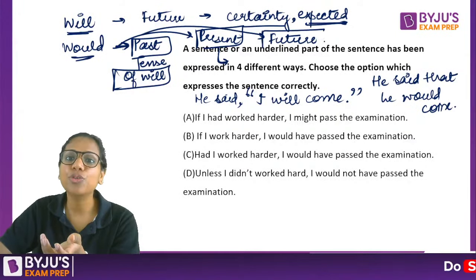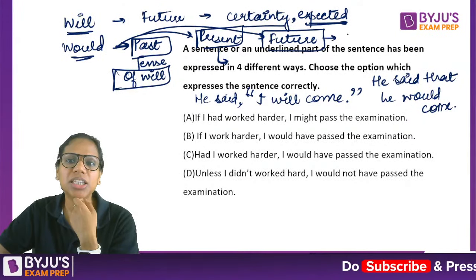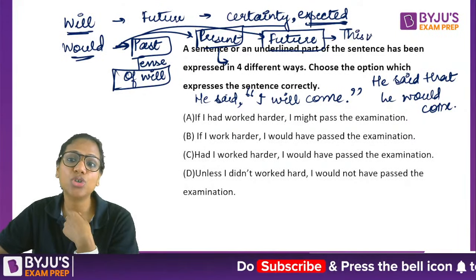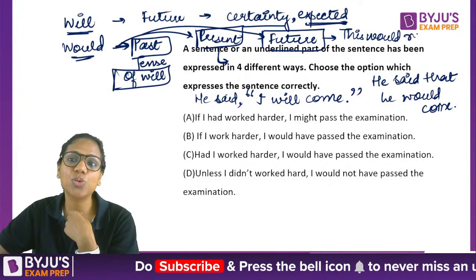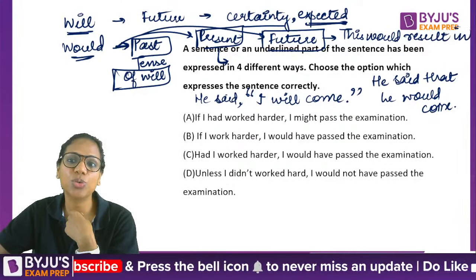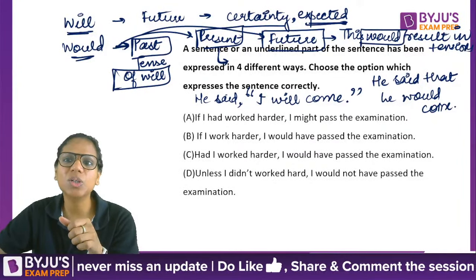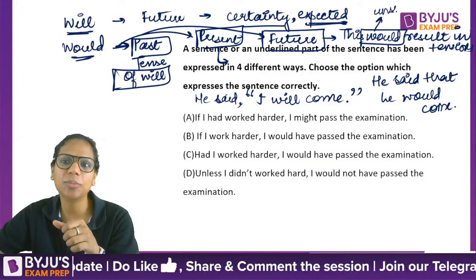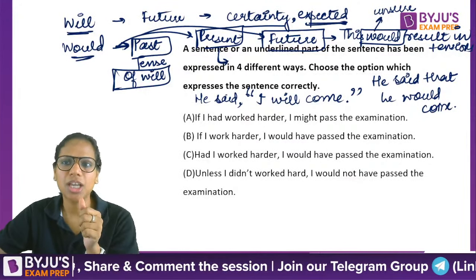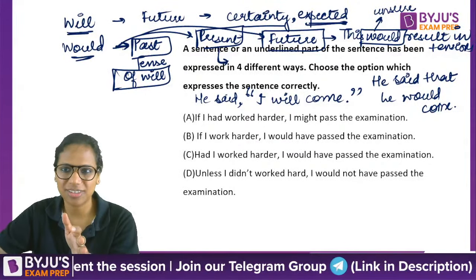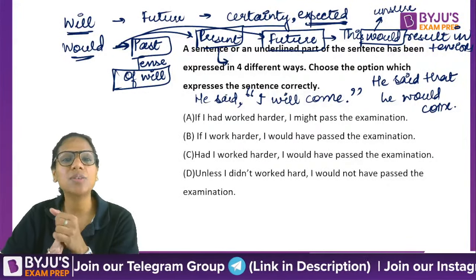Then future tense. I think this would result in tensions between the two countries. That means you're not quite sure. It reflects a degree of uncertainty on your part. You are unsure about it. If you say this will, then you're pretty sure about it. So you see that would is very versatile.